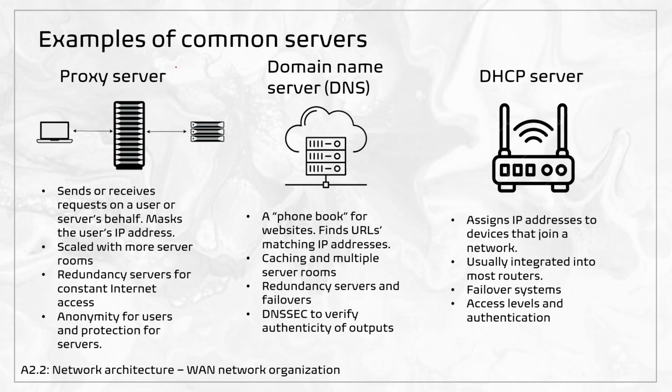Lastly, a DHCP server is responsible for assigning IP addresses to devices that join a network. Whenever you connect to a network, it's this server that gives you an IP address. These servers are built into most routers, like your home network. To prevent any unusual IP assignments, DHCP servers use access levels and authentication, like administrator permissions. Just like the first three servers, these servers are used very frequently in modern computing. All of these servers often use redundancy servers to continue operation even if the main servers go down.